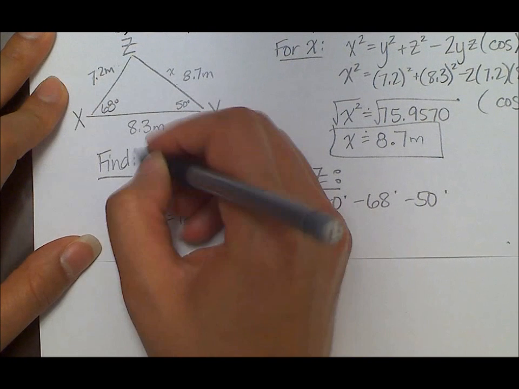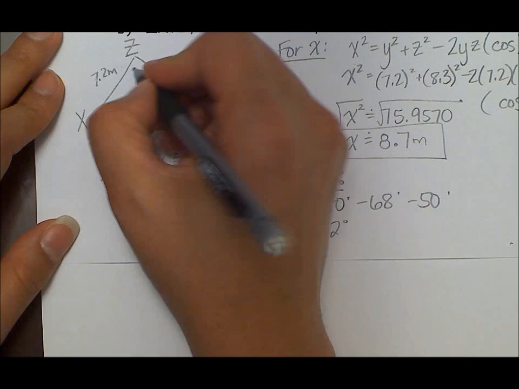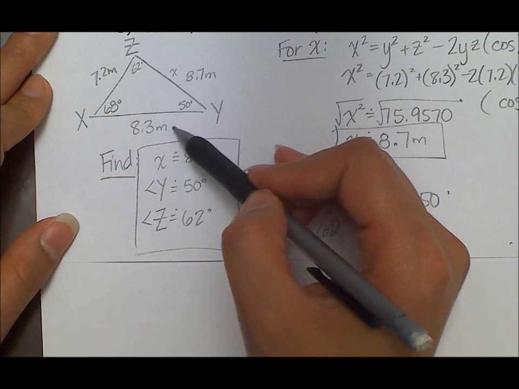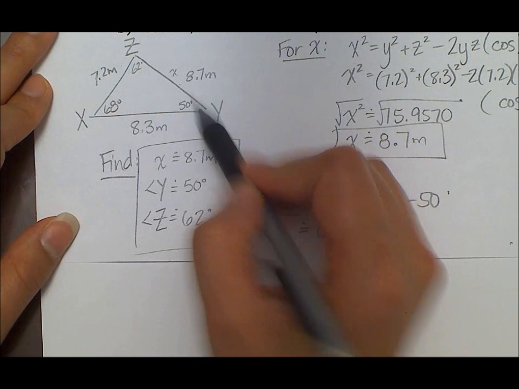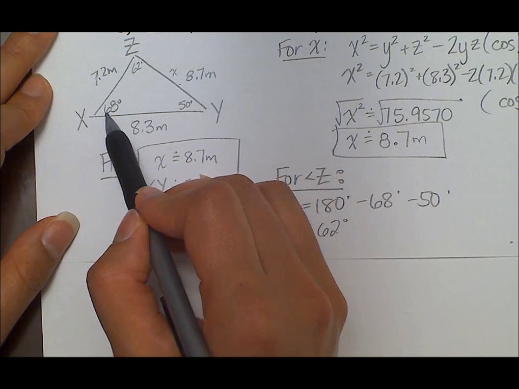And these are all approximations because that's rounded everywhere. And so, quick way again to check your work. Smallest angle should be across the smallest side. So here's our 50-degree angle. There's the smallest side that we have. Largest angle, so that's a 68-degree angle, should be across the largest side. And that's exactly what we have.